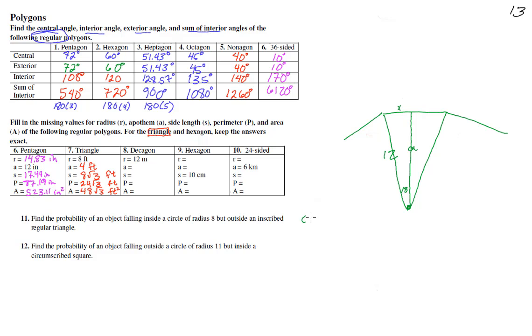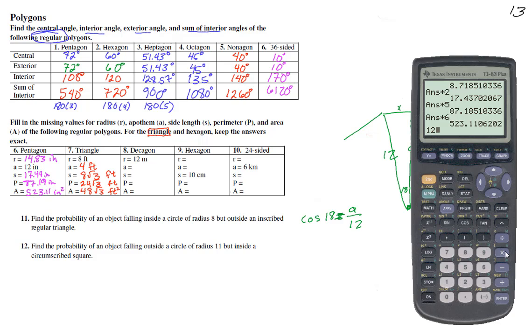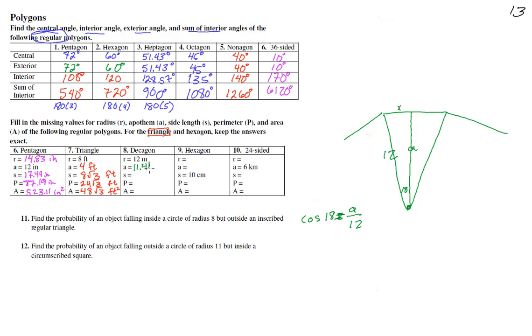So let's write this out here. Cosine of 18 degrees is going to be a over 12. We can do that. Just 12 times the cosine of 18 gives us 11.41. So the apothem is 11.41 meters. That's nice. Let's write that down. A equals 11.41. All right, can we get x?